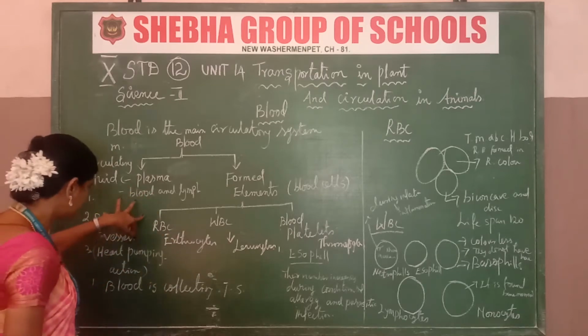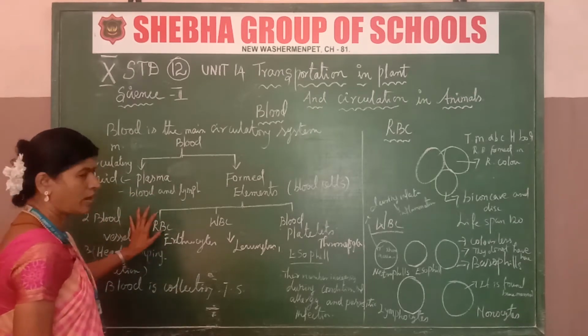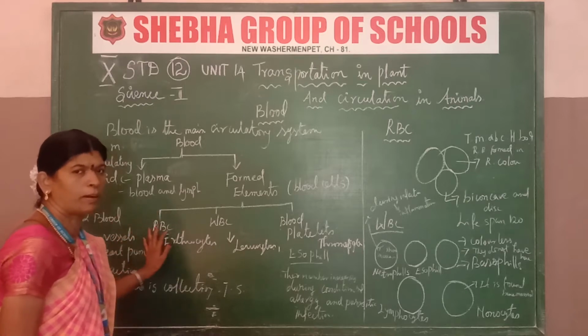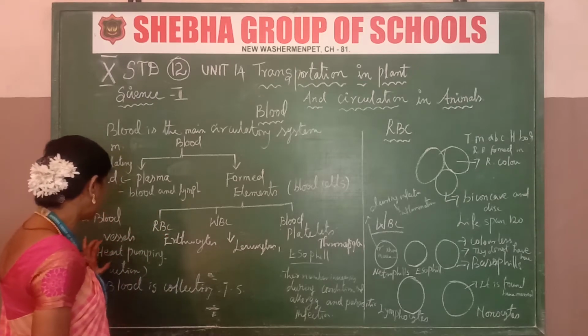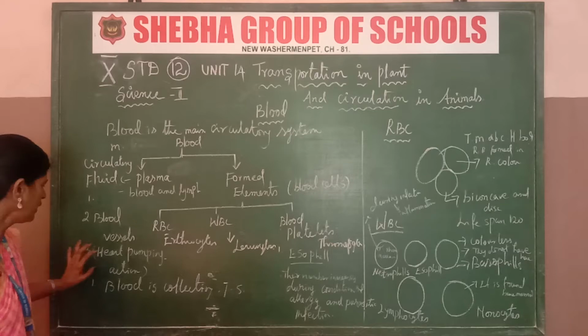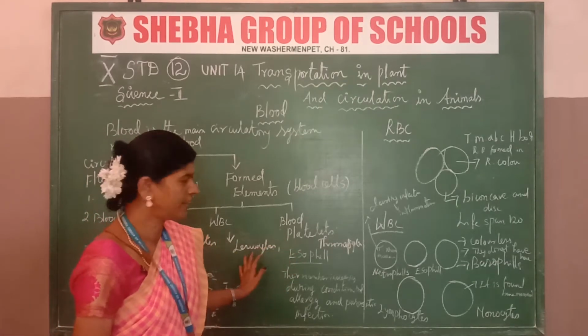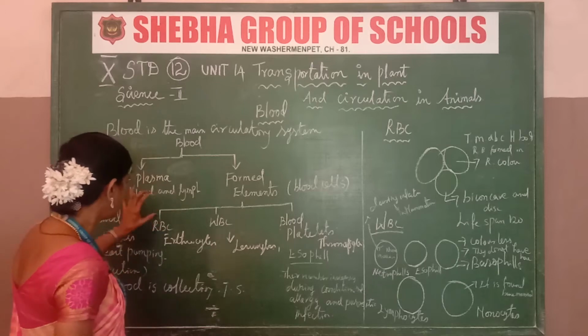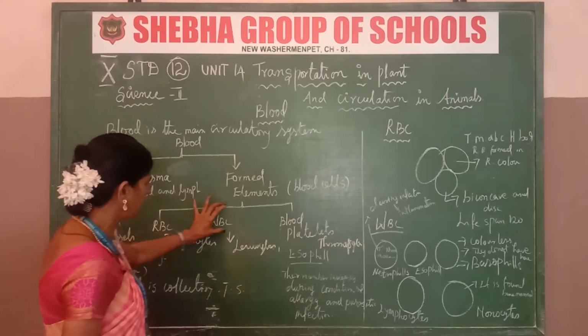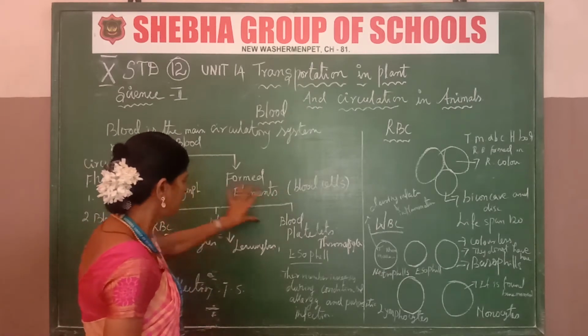Next, plasma is the circulatory fluid. Then the blood vessels contain the blood, and the heart is the pumping organ. The blood is collected by the heart. It's clear.